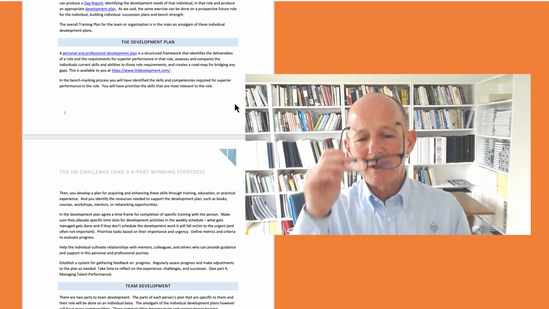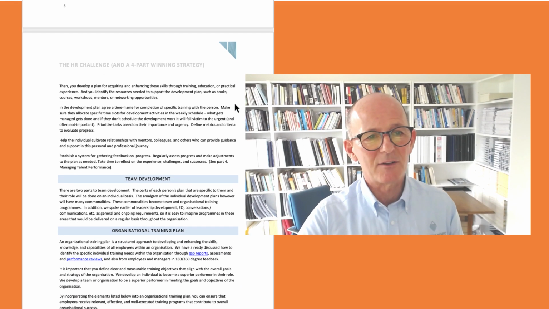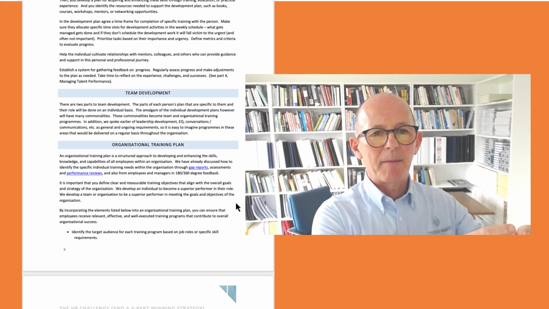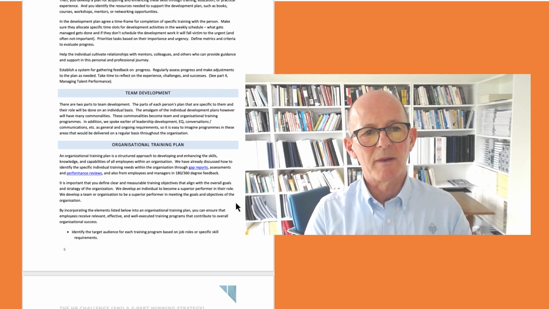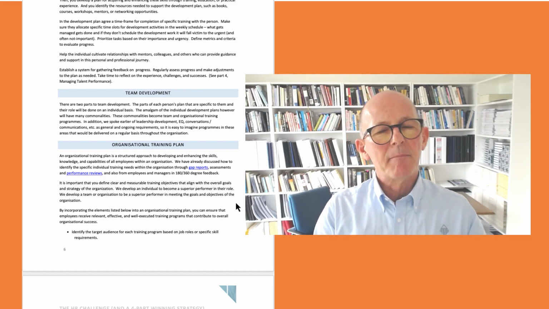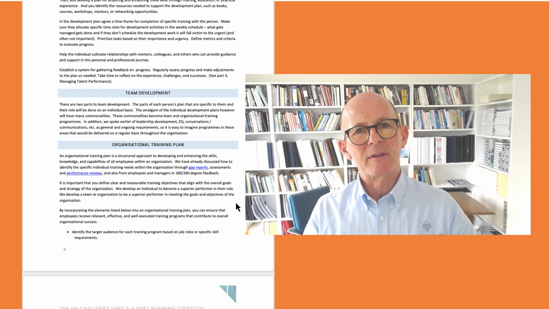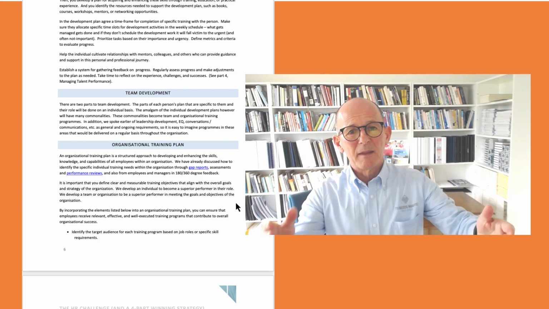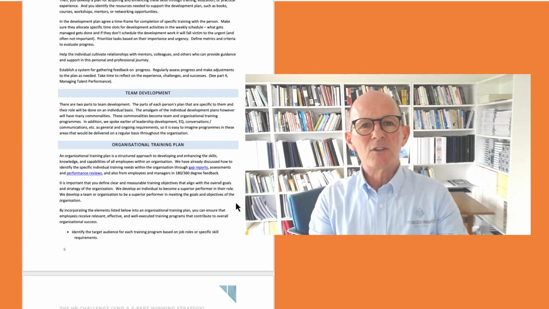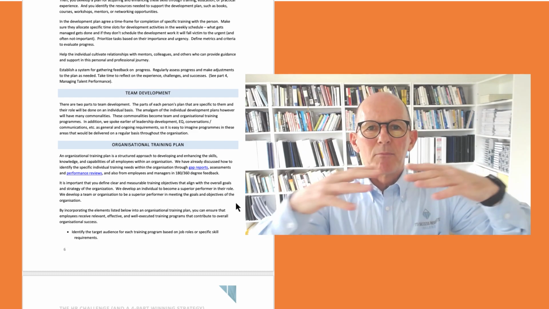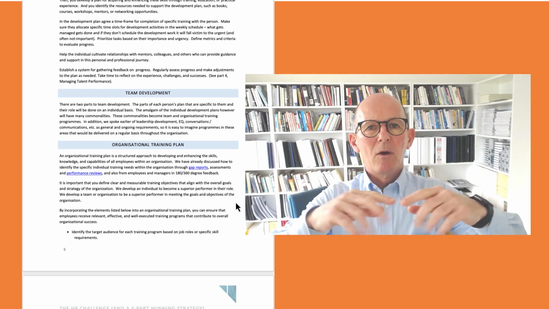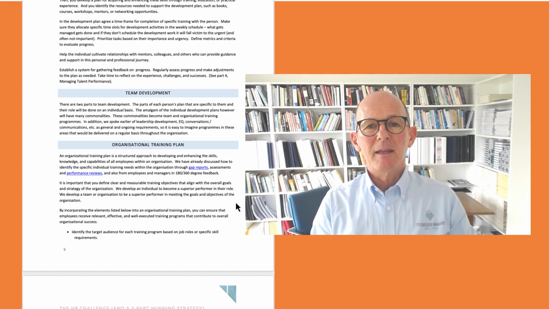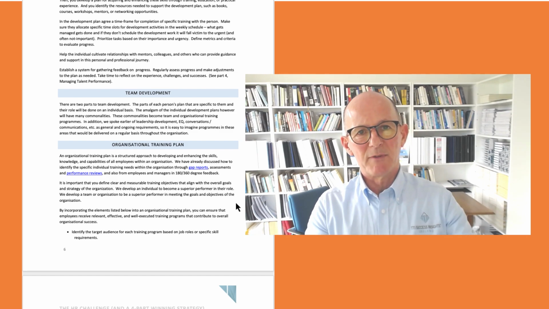I now want to go and look at the team development as the next logical step. There are two parts of team development. The part of each person's plan that are specific to that individual and to that role. And then there's an amalgam of these individuals. I want you to imagine a team of, let's say, 10 people, just for simplicity. So each individual has their own individual development plan. That's about bridging the gaps between them and their role. But then the team itself will have a development plan for the team. It will be an amalgam of the individual development plans.